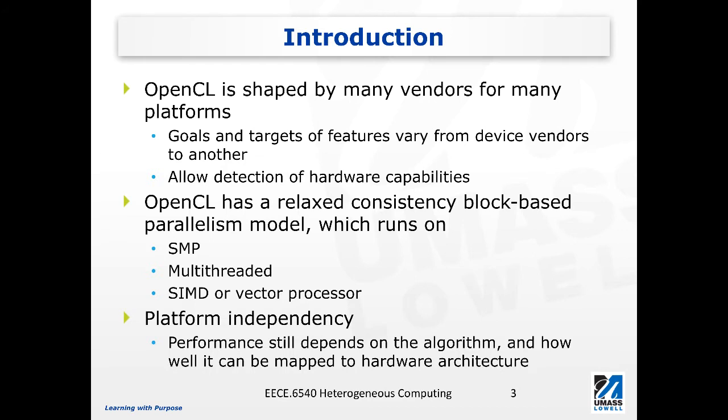OpenCL has a relaxed consistency model. It's block-based parallelism, which can run on different processor architectures, including symmetric multiprocessor architecture (SMP), or multi-threaded architectures, or SIMD or vector processors. OpenCL is platform independent, so OpenCL applications can be ported to multiple platforms. However, performance still depends on the algorithm and how well it can be mapped to the hardware architecture that it runs on.